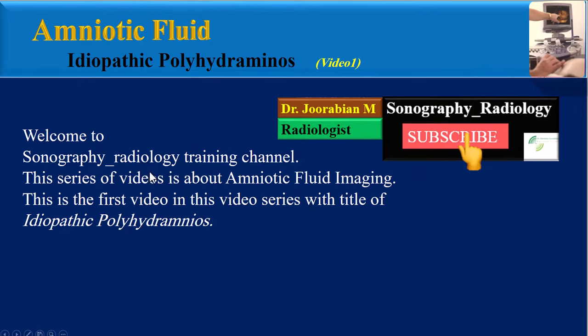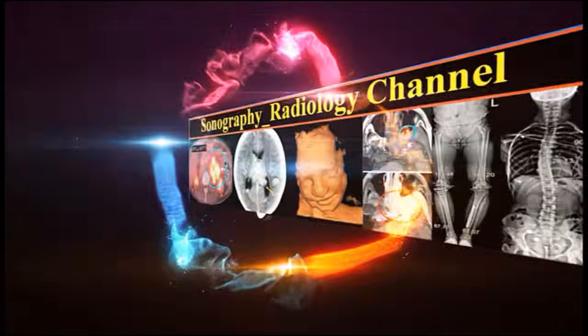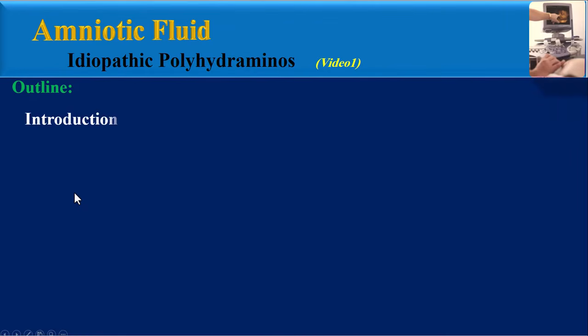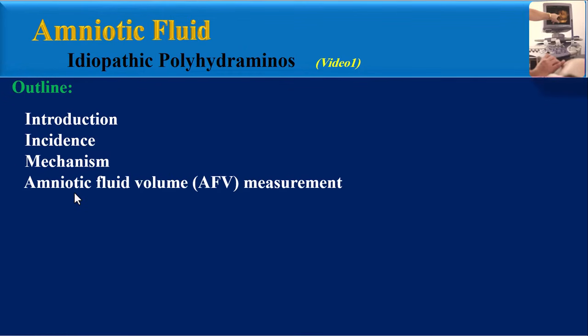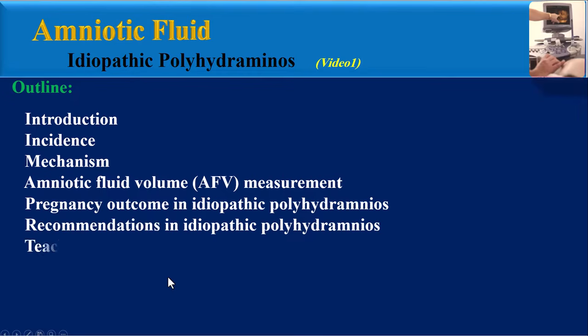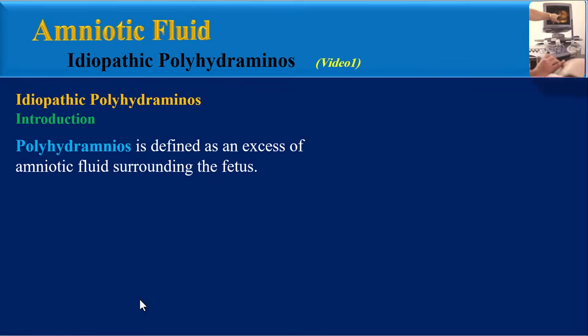This series of videos is about amniotic fluid imaging. This is the first video in this video series, with the title of Idiopathic Polyhydramnios. The outline of this presentation includes introduction, incidence, mechanism, amniotic fluid volume measurement, pregnancy outcome in idiopathic polyhydramnios, recommendations, and final teaching points. At first, introduction.